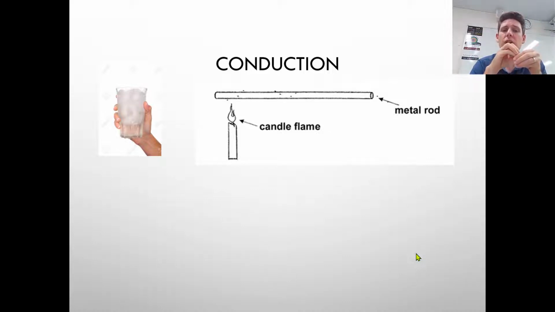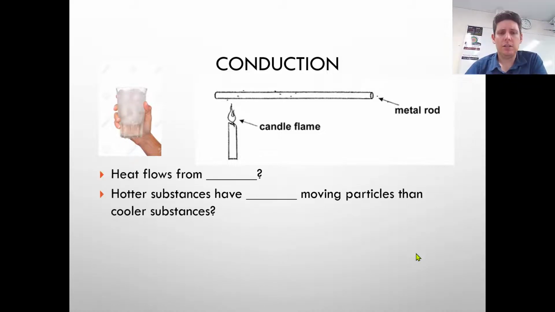The particles themselves don't move along the metal rod, but the heat energy moves along the rod so that particles are bumping into each other. They're heating up because of the candle flame, getting more kinetic energy, bumping, and the heat will slowly transfer along the metal rod through conduction. So heat flows from hot to cold. That's the way heat flows.